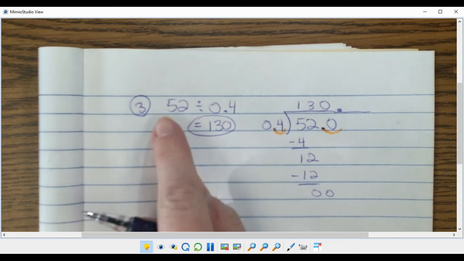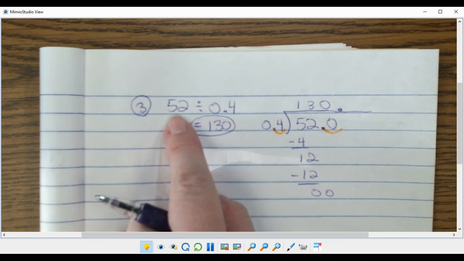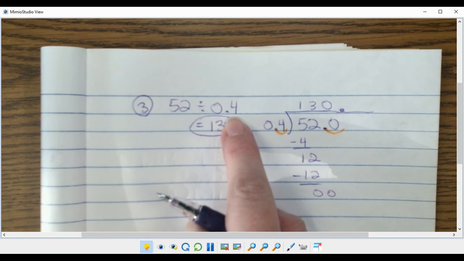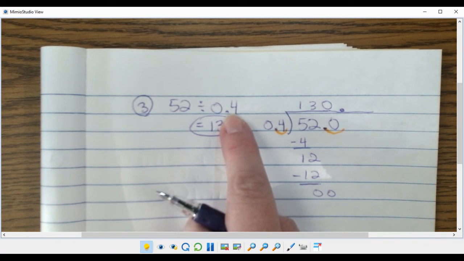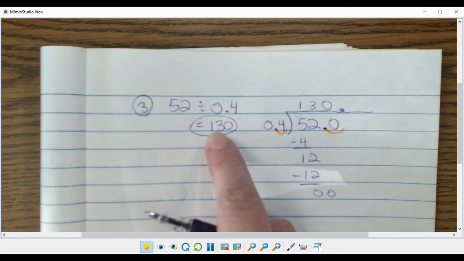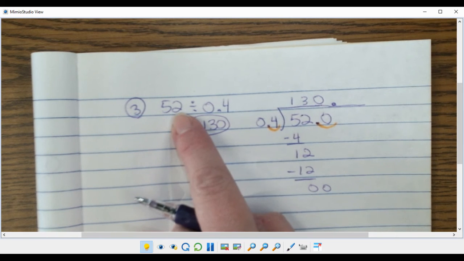Now think about that. If you had $52 and you were splitting all those coins into piles of 40 cents, you're going to have a lot of piles, right? Each dollar has like 2 piles and a little bit more. So it makes sense that our answer is bigger than what we started with.